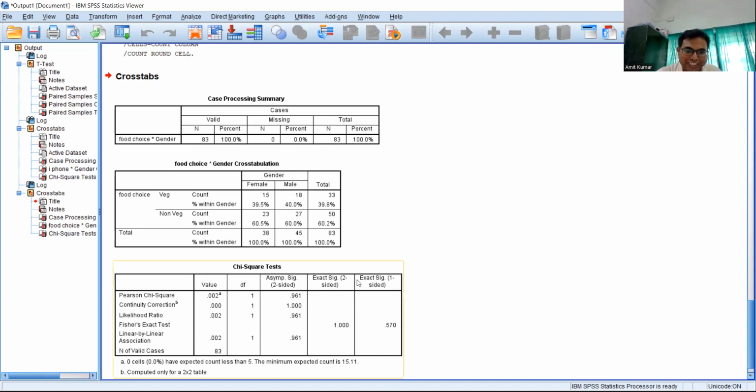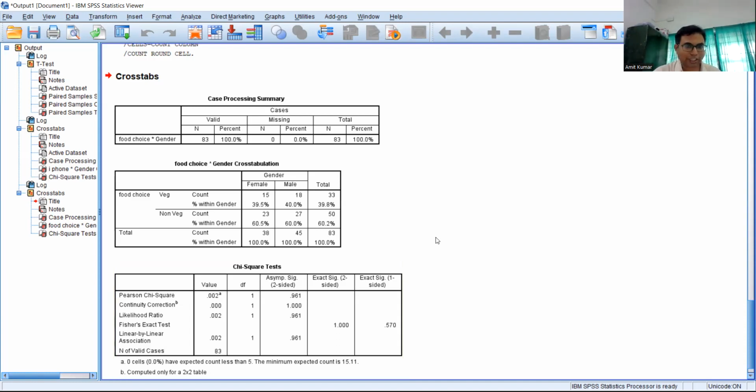The p-value is here: Asymptotic Significance (2-sided). This is 0.961. So the p-value is more than 0.05, very much similar in the food choice of male and female. Statistically, we can infer that there is no significant difference in the food choice between males and females. So that is the inference in the case of the chi-square.